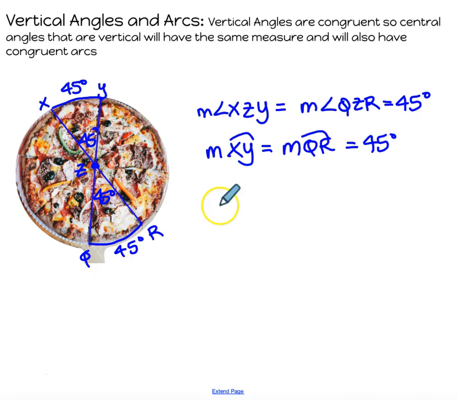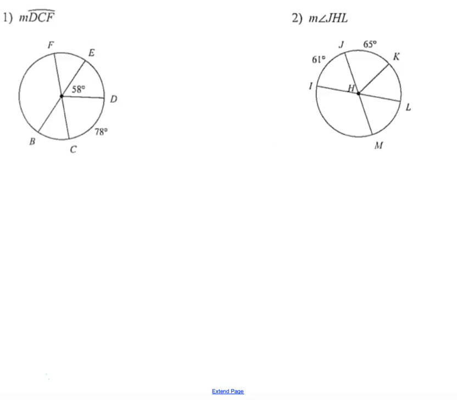Okay, I think we are ready to solve some problems. Let's go ahead and give all this a try. Let's try problem number 1, where we're going to try to find the measure of an arc. First of all, remember the arcs equal the central angle. So if you see an arc like this 78-degree arc, go ahead and bring it to the middle, because the central angle equals the arc.